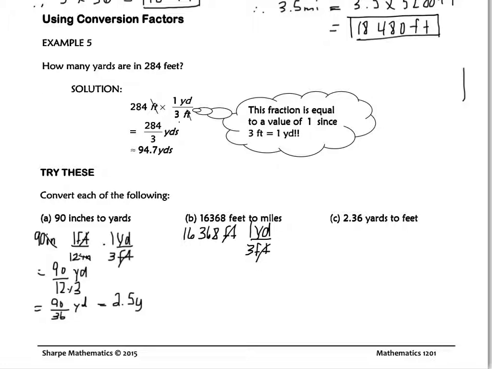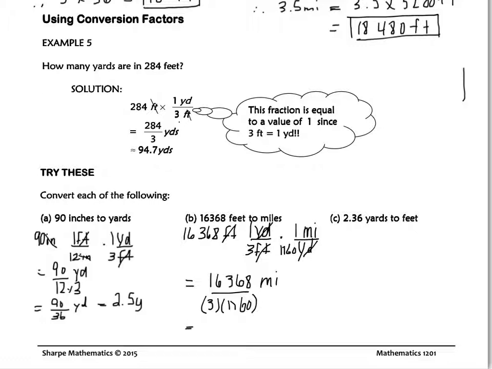Then we want to convert the yards to miles, and the yards would have to be in the bottom, because we want to cancel the yards, and the miles would have to be in the top. And we know that 1 mile is 1,760 yards. So then the yards would cancel, and I would be left with 16,368 times 1 mile in the top over 3 times 1,760 in the bottom.